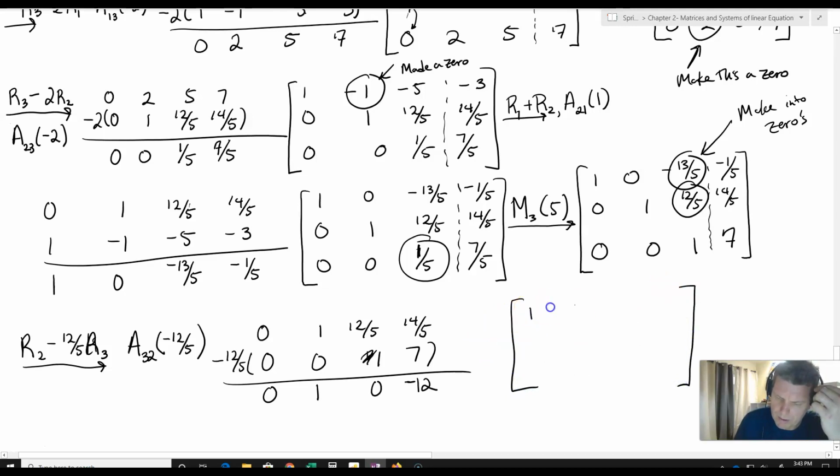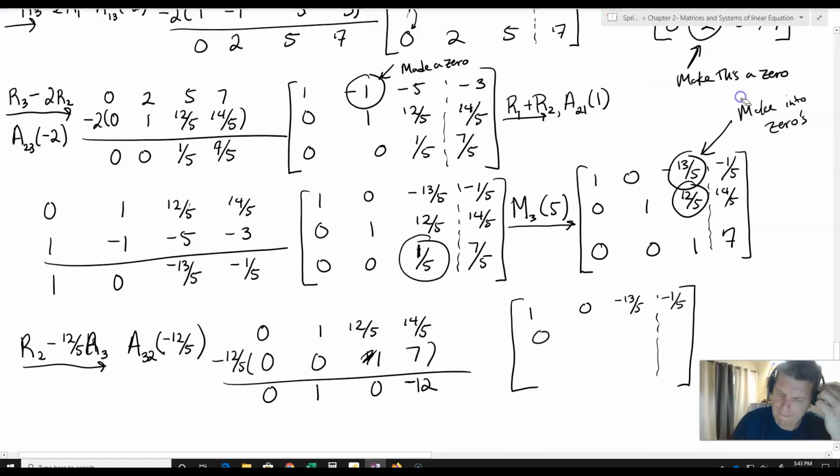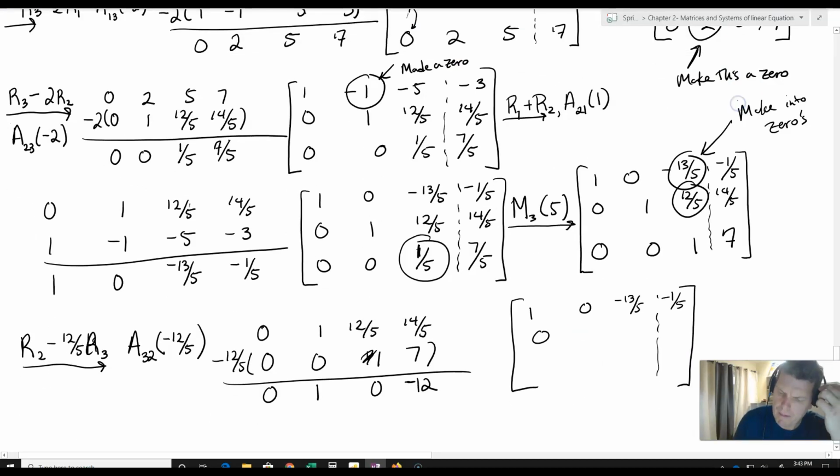So 1, 0, negative 13 over 5, negative 1/5. Then we have 0, 1, 0, negative 12, 0, 0, 1, 7.